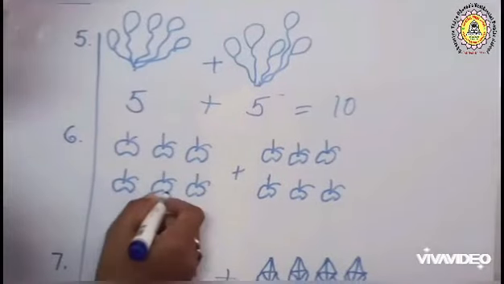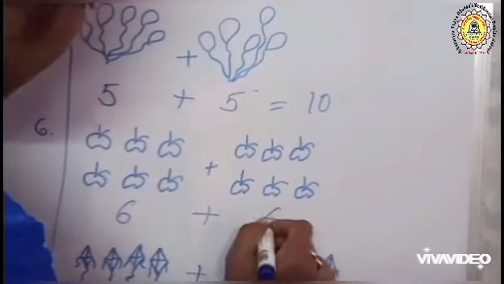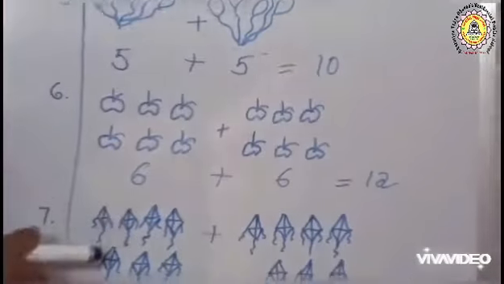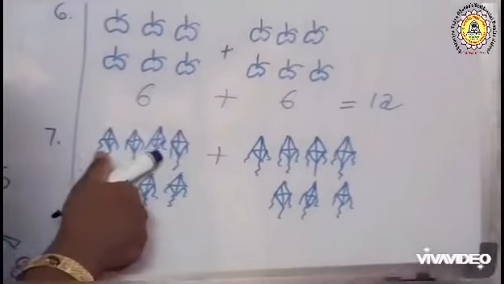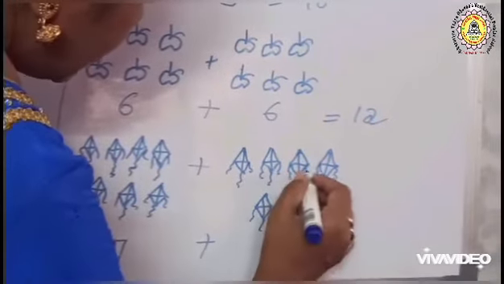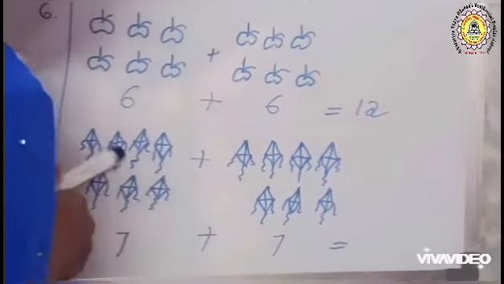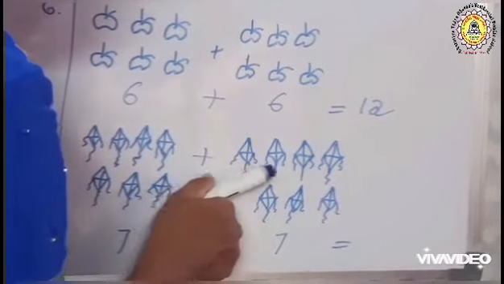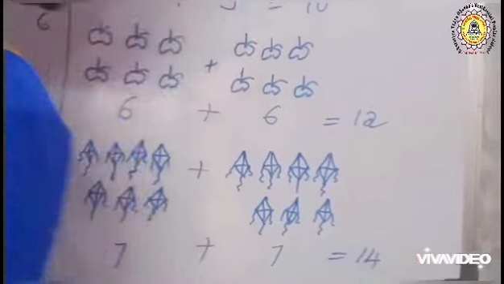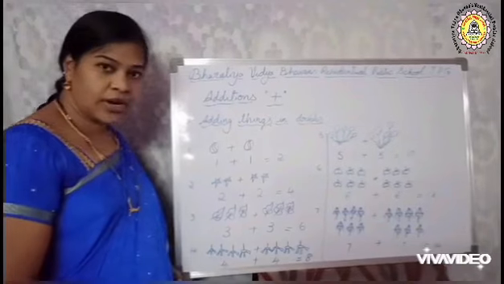6 plus 6 is equal to 12. That means double of 6 is 12. 7 plus 7 is equal to 1, 2, 3, up to 14. Double of 7 is 14. Adding things in doubles. Am I right children? Now you got an idea, no?